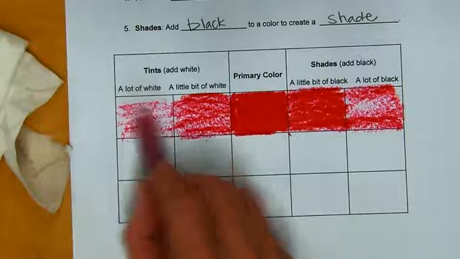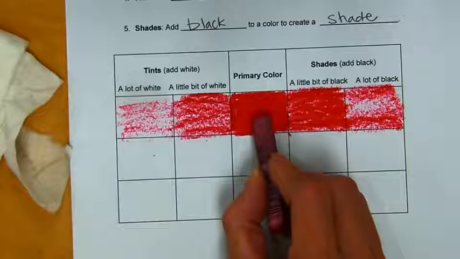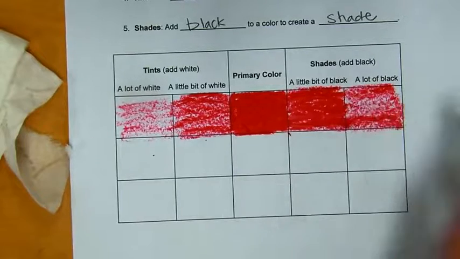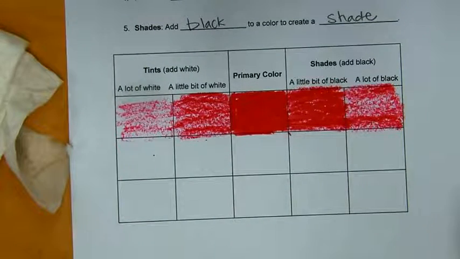So we have a little bit, a medium amount, solid right in the middle, pretty solid, and then kind of ramping back down to a medium amount. When you're done with that, put your white in the baggie and get ready for the next direction.